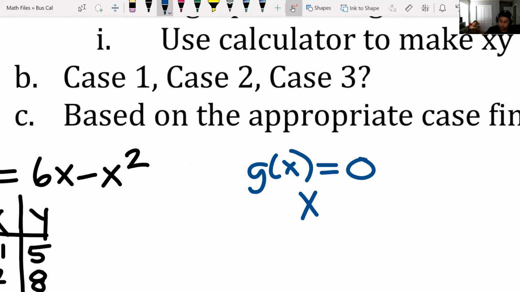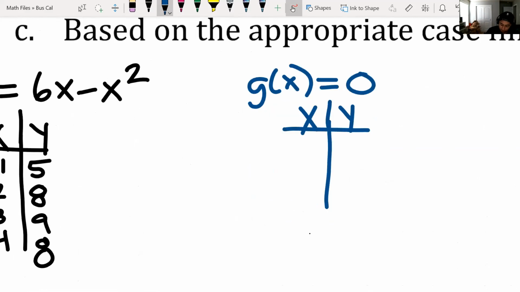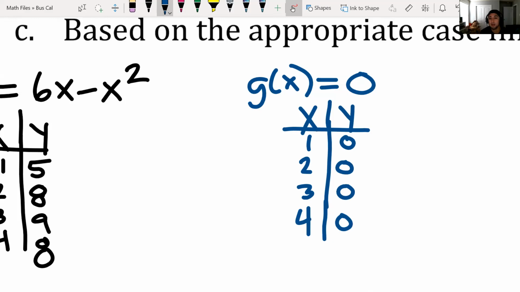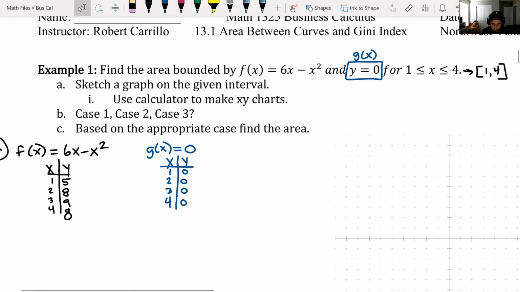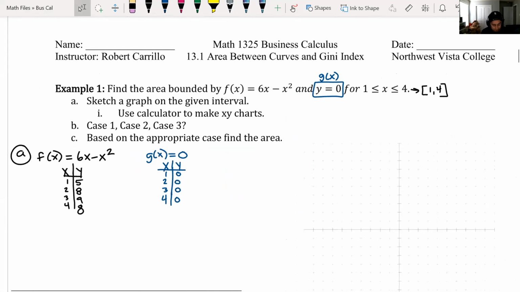Now, make an xy chart and choose the same numbers. 1, 2, 3, 4. And no matter what x value I choose, y is always going to be 0, 0, 0, 0. Okay, well, now let's plot my two x, y charts.